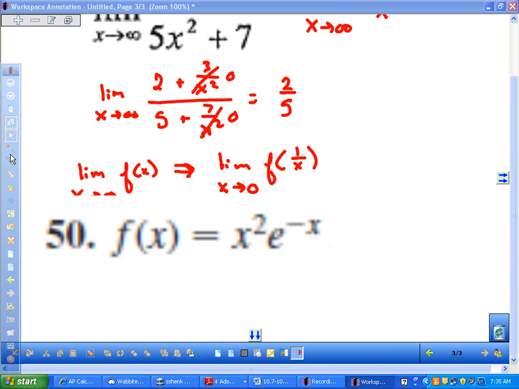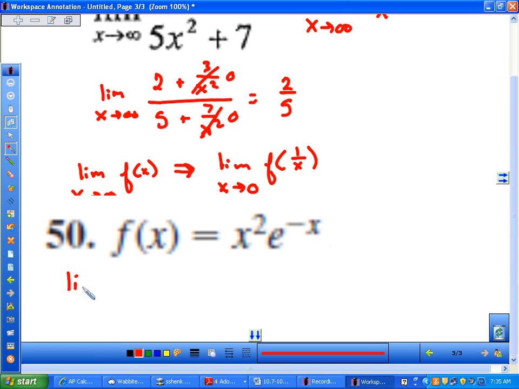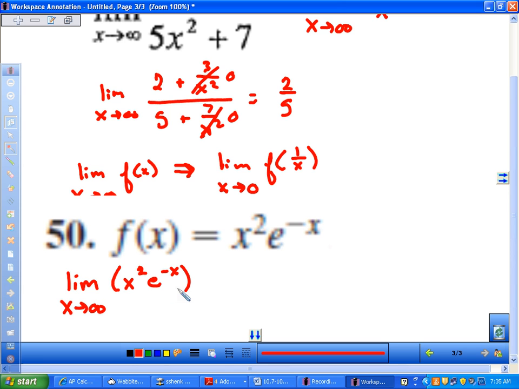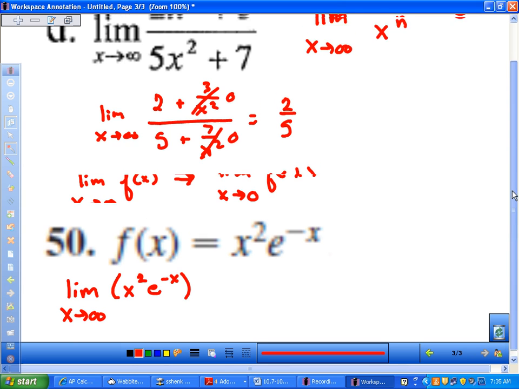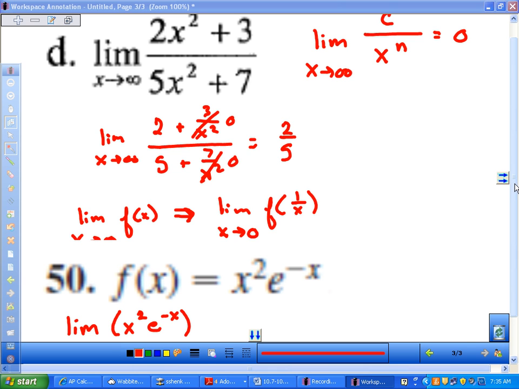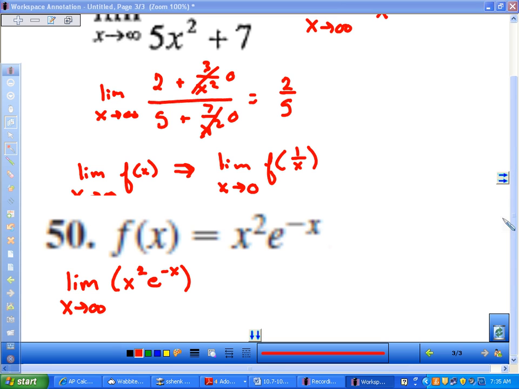So here they want me to find the limit as x goes to infinity of our function f of x, which is x squared e to the negative x. Well, can we do that quick trick that we did up here? No, because there's no value of x in the denominator. Okay, so we can't use that quick trick here.